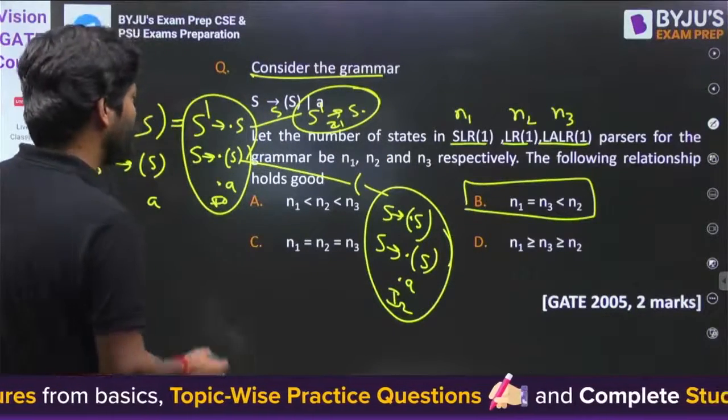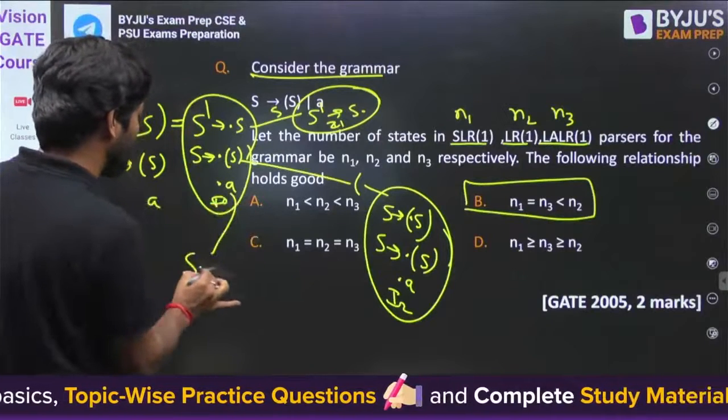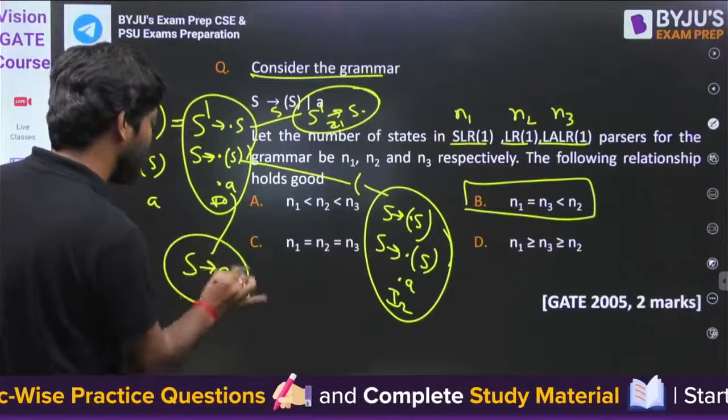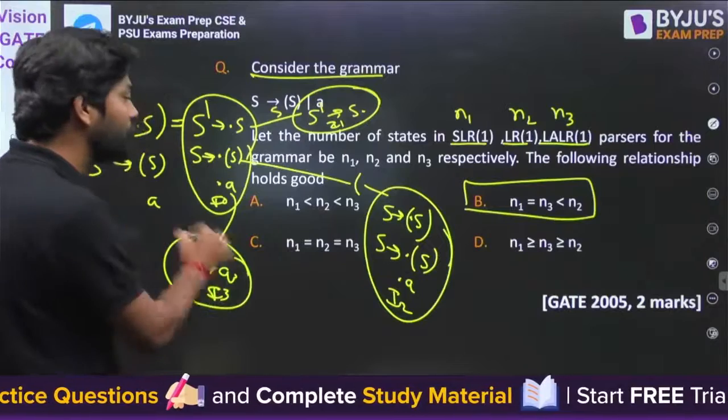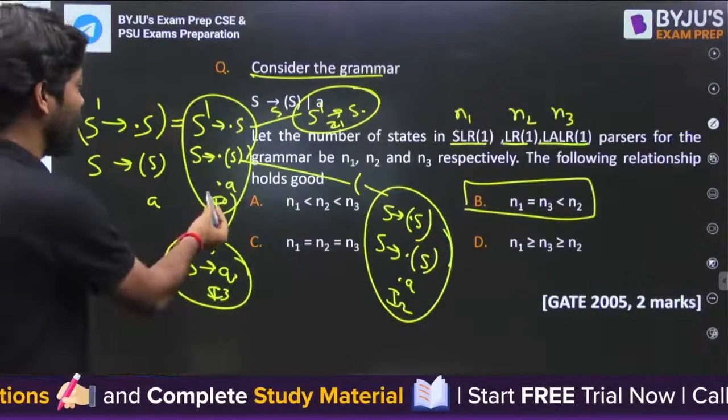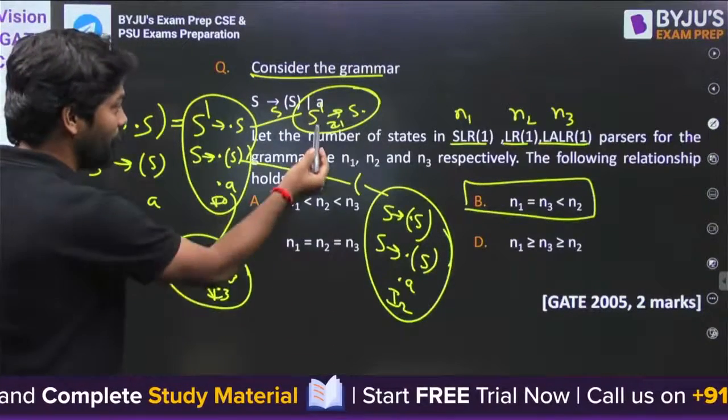Is that clear? Now what about this one? S goes to A dot. This is nothing but I3. So this is I0, this is I1, I2, I3.